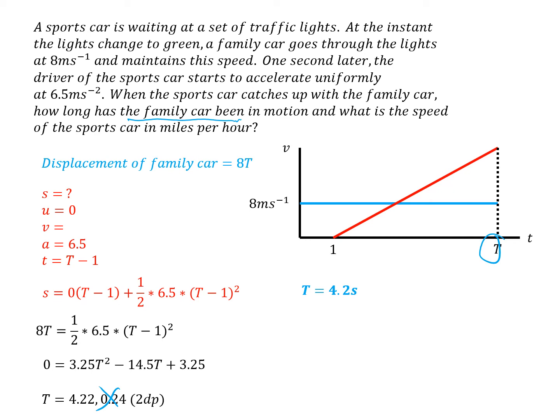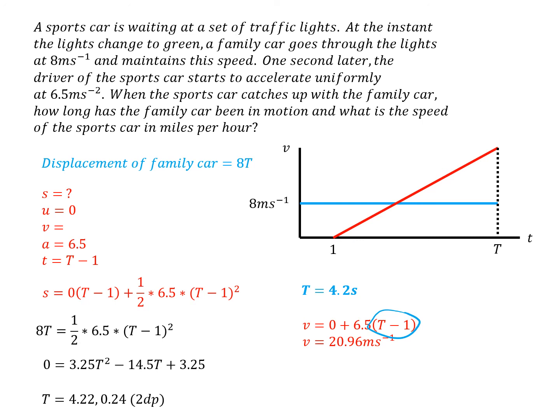So now we need to know what the speed of the sports car is in miles per hour, and we're going to use v equals u plus at, another one of the SUVAT equations. So that gives us 20.96 meters per second, remembering that for the sports car, the time the sports car has been traveling is t minus 1.